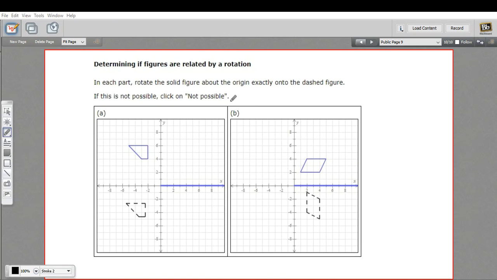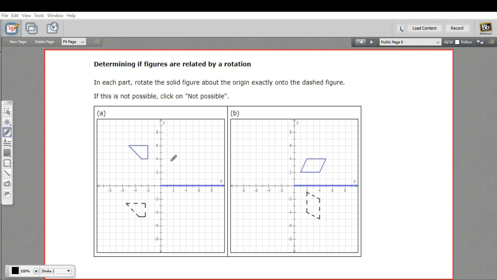In this problem, we are being asked to determine if figures are related by a rotation. That is, could you rotate this blue figure and make it end up being the dashed line figure? In ALEKS, you'll be able to grab this blue bar and move it around and rotate and see if it works. But soon, hopefully, maybe already, you should just be able to eyeball these things and see whether it's going to work.